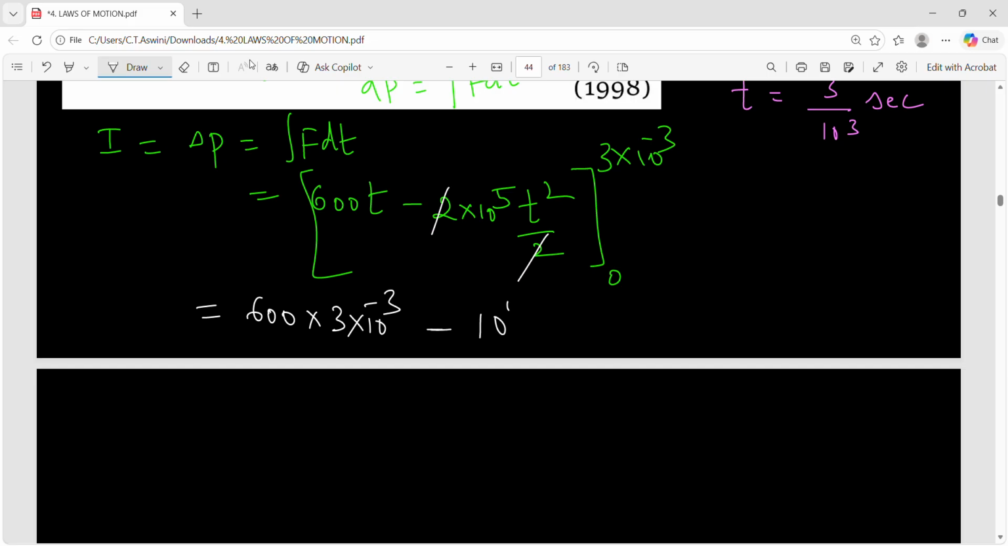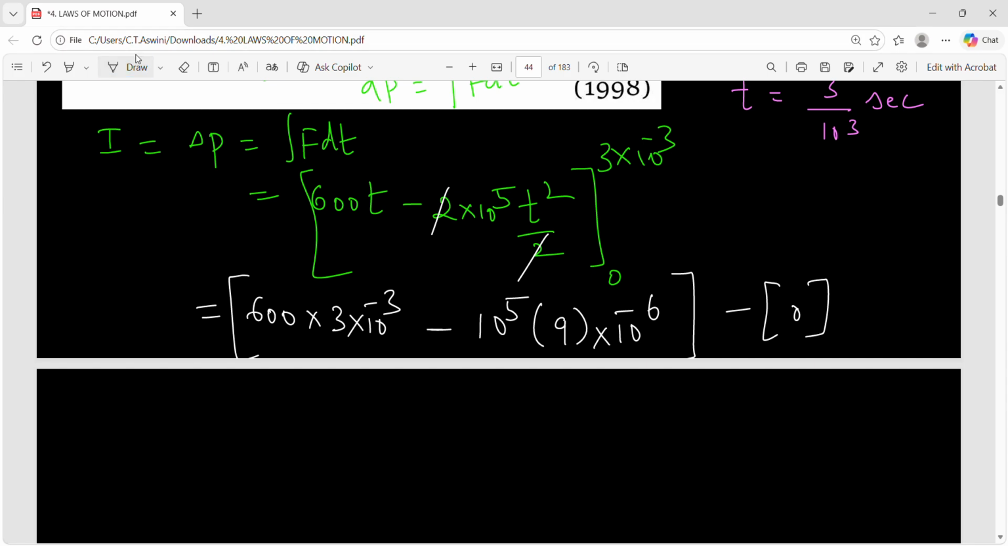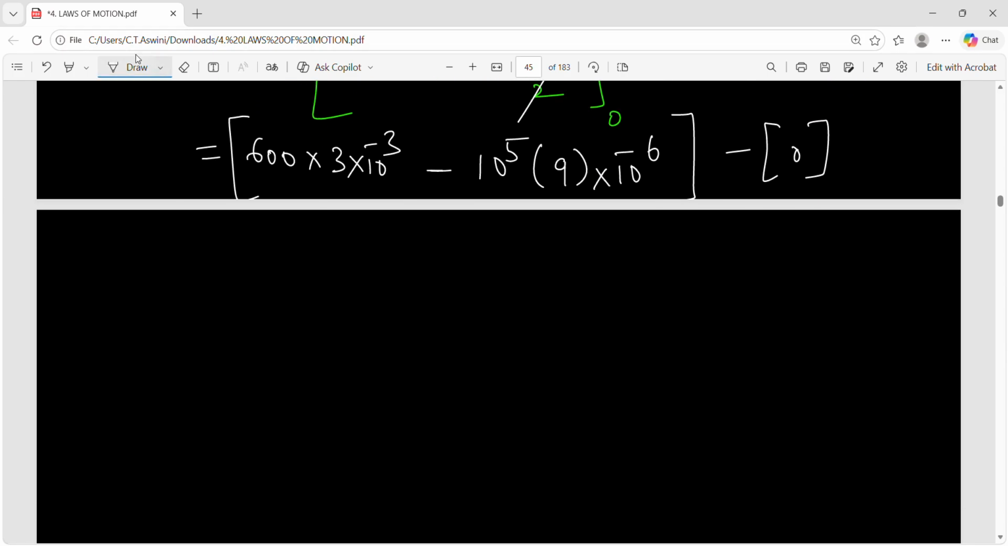So 600 into t, 3 into 10 power minus 3. I'm substituting the upper limit. 2 cancels. So I'll get 10 power 5 into t square. What is t square? 3 square is 9 minus 3 square is 6. This is the substitution of the upper limit, and the lower limit substitution is 0 because every term has t in it. So what will you get?